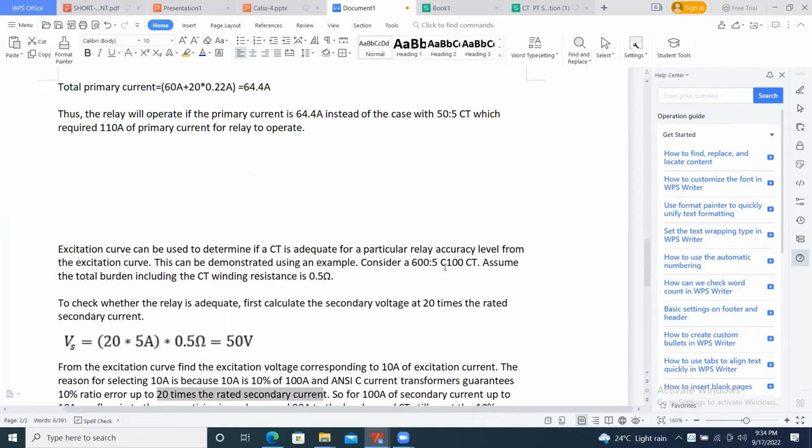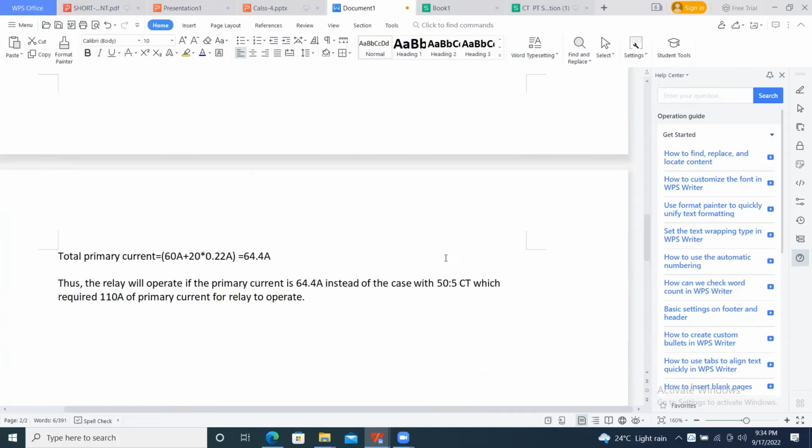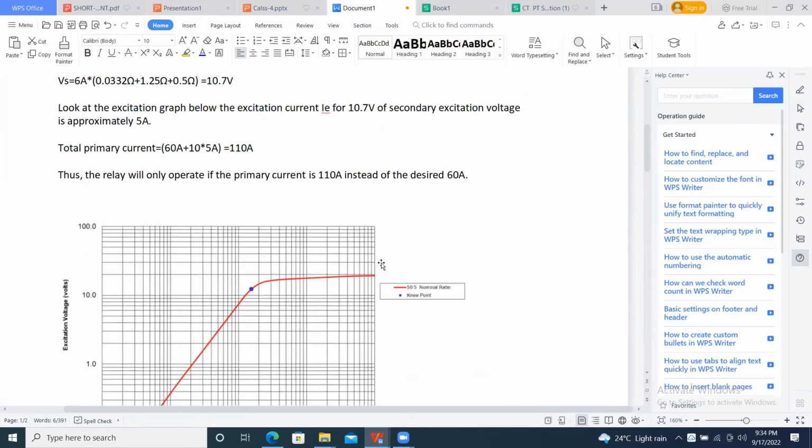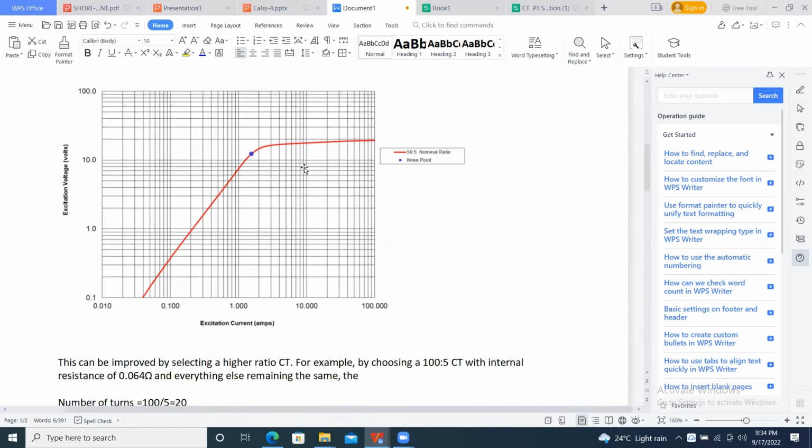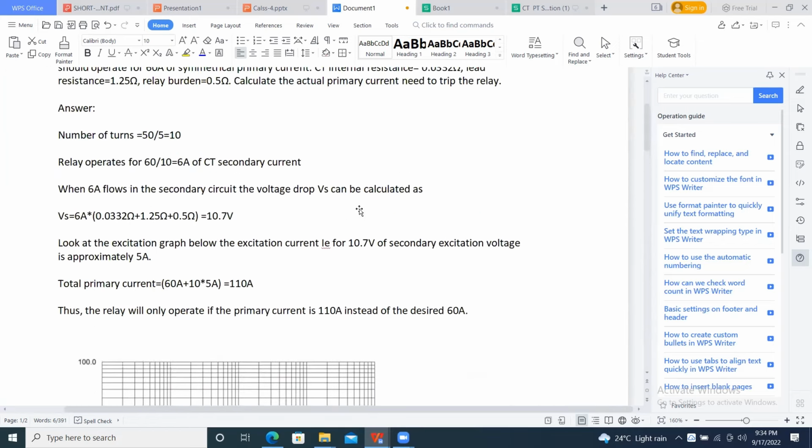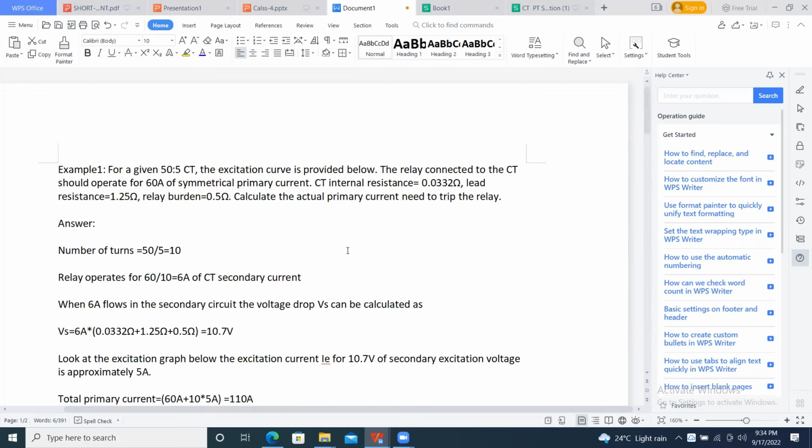These are the classes of CTs which are used abroad. For us, no need. Mostly we check the performance of a CT based on this excitation curve when we require this type of CT. If you have one CT and want to check whether it can be applicable for another application, this is the way of doing it. So this is about CT sizing.